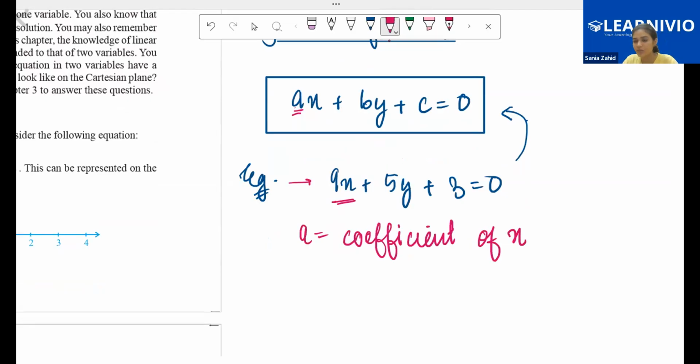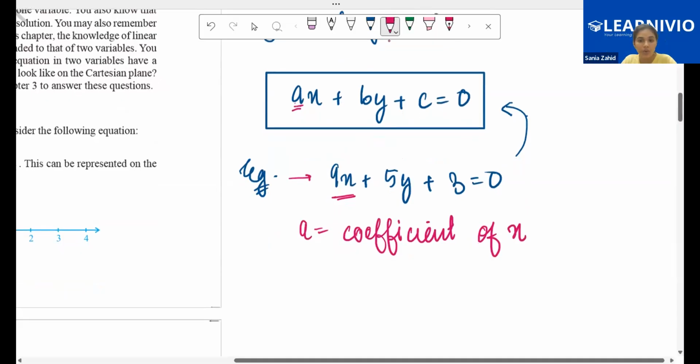In this example, can you tell me what is the value for A? 9. Exactly. Why? Because what is the coefficient of x? 9. So A is the coefficient of x. So in this equation, 9 is A. Now what is B?